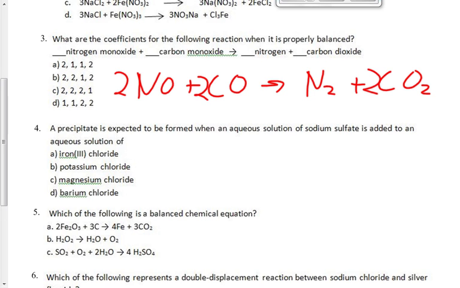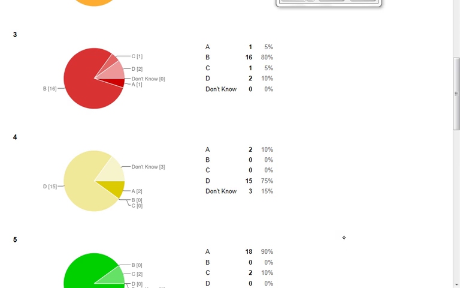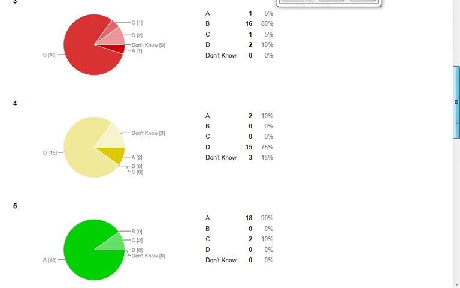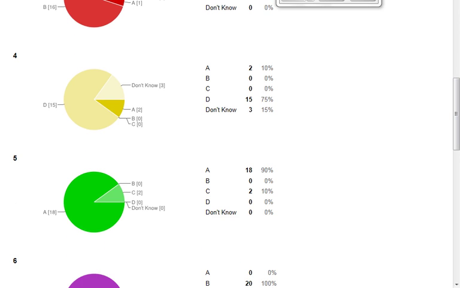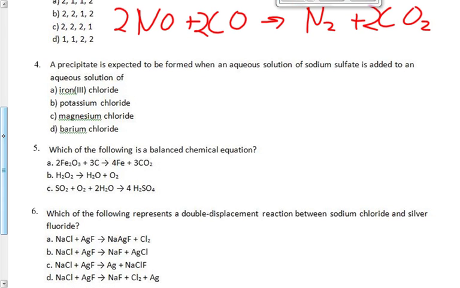For number 4, quick look here. We got a few don't knows on number 4, so let's have a look. Honestly, guys, number 4 should be this fast. Here's what we do on number 4. Sodium sulfate is added to one of these 4 things. All we do is go to our solubility chart where sulfate is and go down to the second row. If any of these, iron, potassium, magnesium, or barium are in there, they will not be soluble with sulfate.